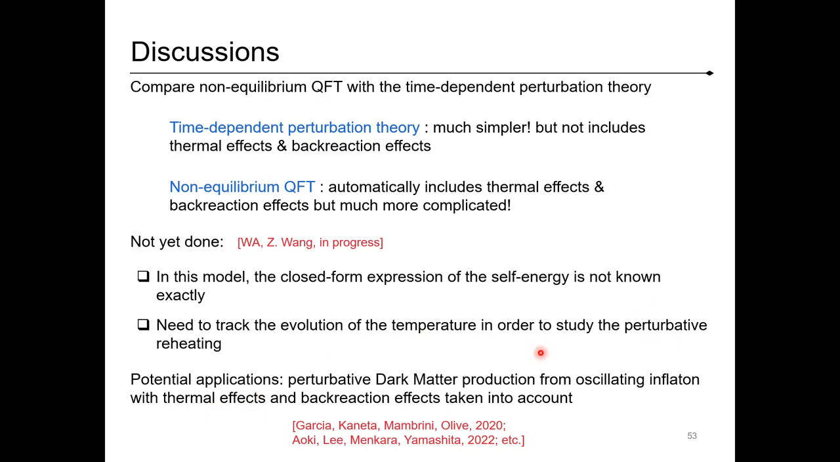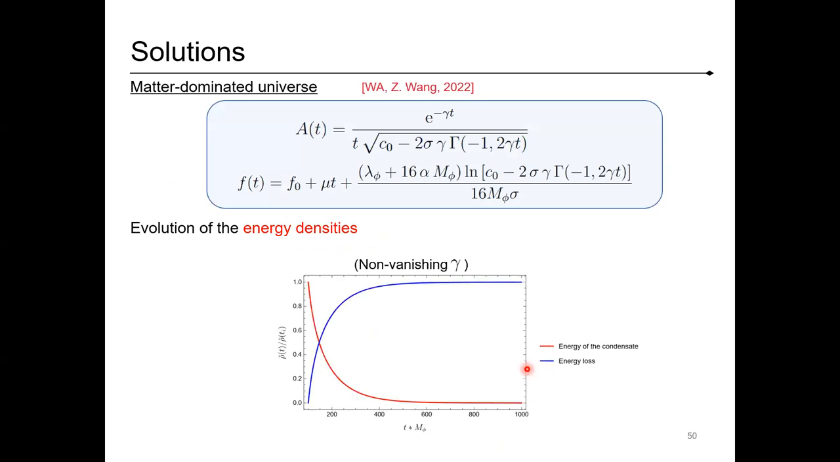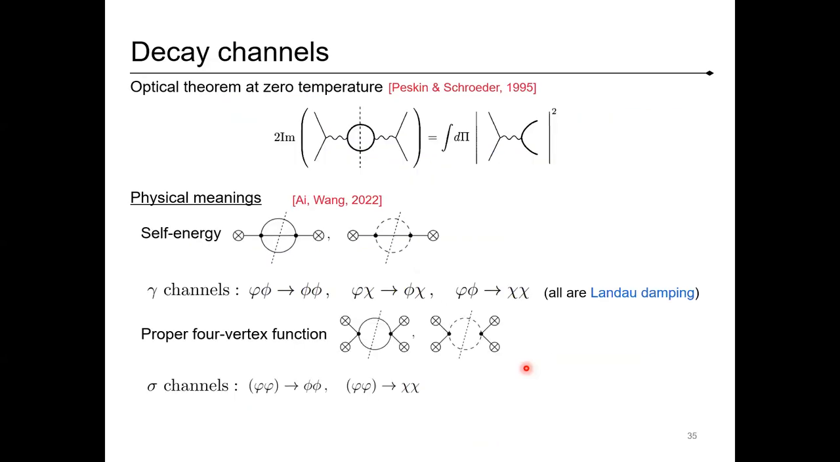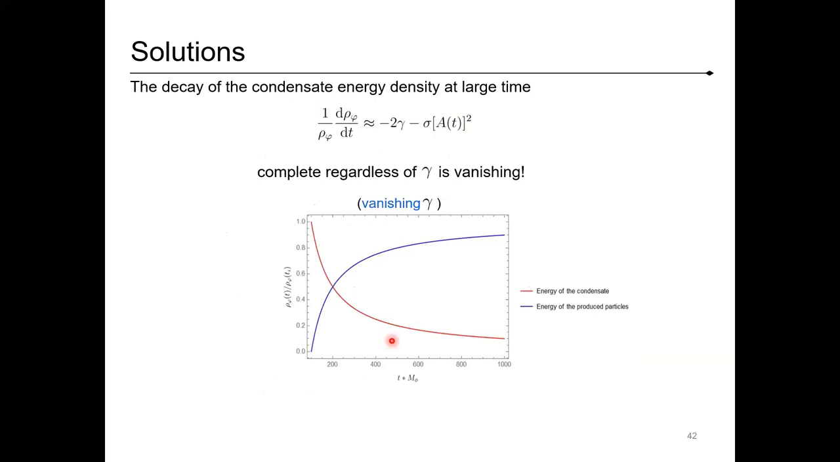Oh, sorry, I just missed the argument. May I confirm that you said that the gamma equal to zero case corresponds to the zero temperature case? Can you say it again? I'm sorry, I missed it. In your plot, you compare the gamma equal zero case and the gamma non-zero case, and compare the particle production and the inflaton density dropping. Yes, and gamma equal zero corresponds to the zero temperature.